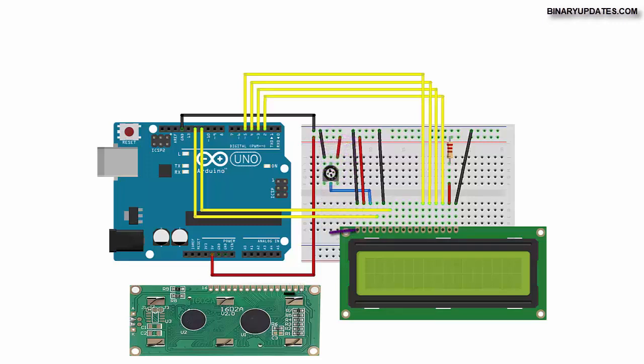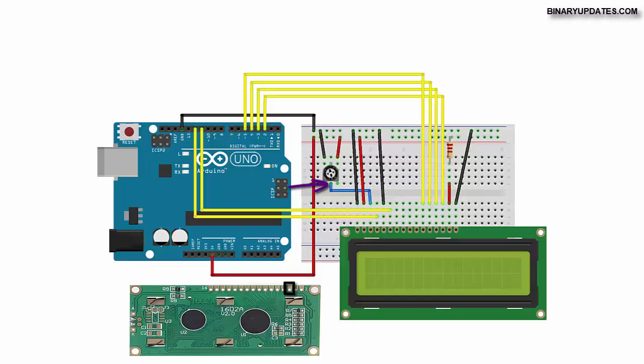LCD pin number 3, which is V0, is going to connect to the center pin of the potentiometer. This V0 pin is used to adjust the contrast of the LCD. Usually we will be using a 10 kilo ohm potentiometer, that is the recommended one, a 10k pot.